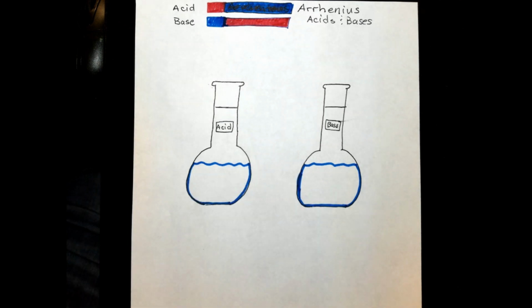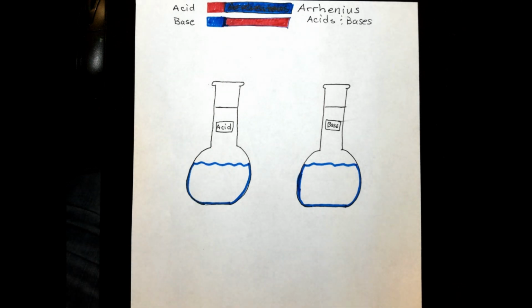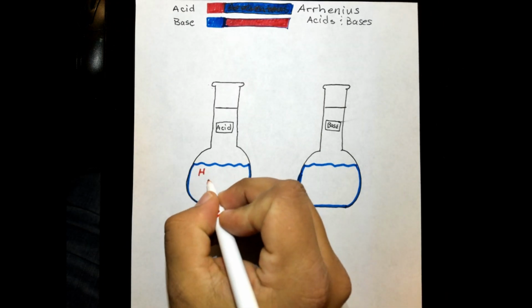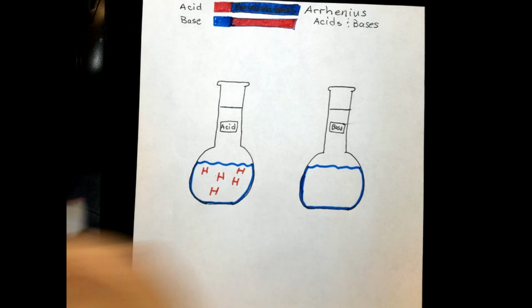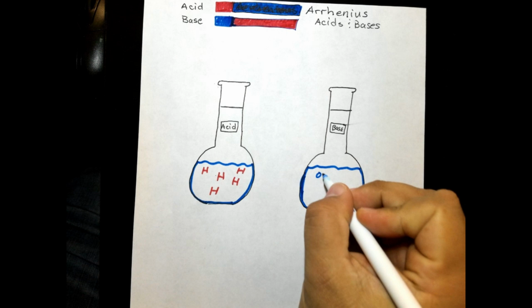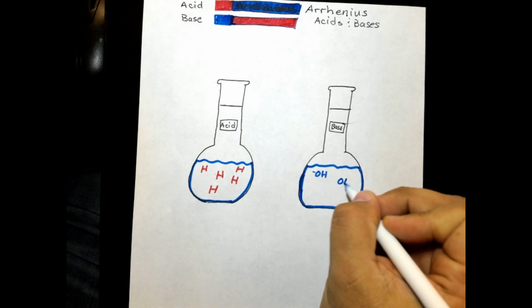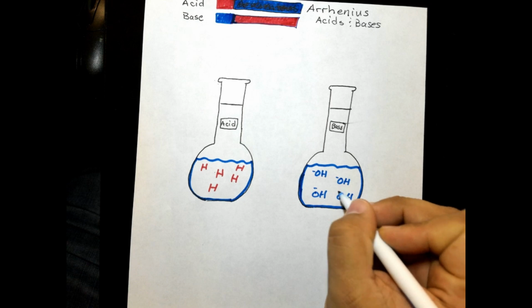Arrhenius says that an acid, look right here, an acid is any substance that when mixed with water will put hydrogens in solution. Okay? And then he says, okay, a base is any substance that will put hydroxide ions into solution. Okay, so now we got our hydroxide ions in solution.